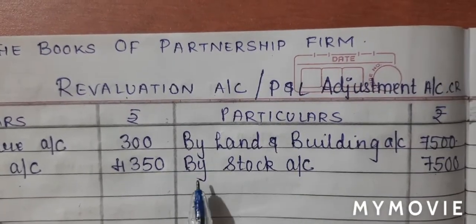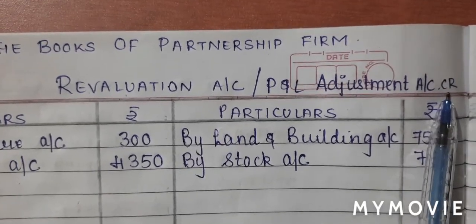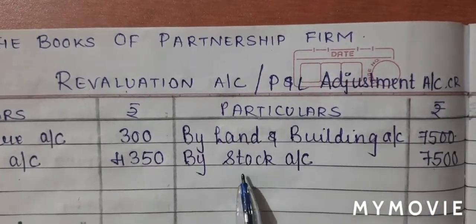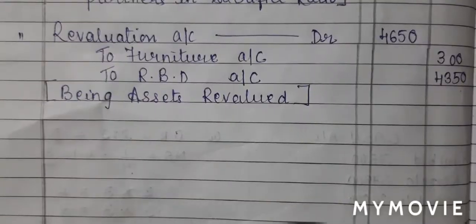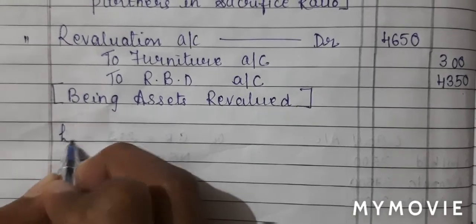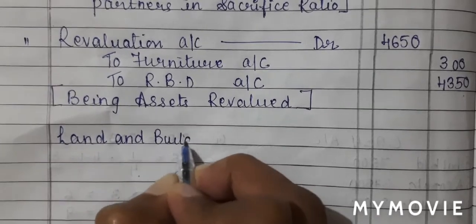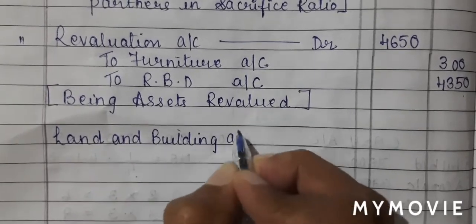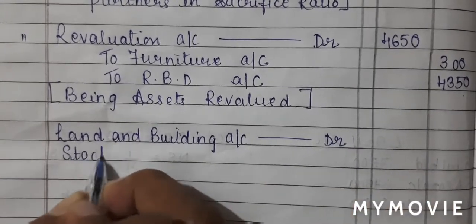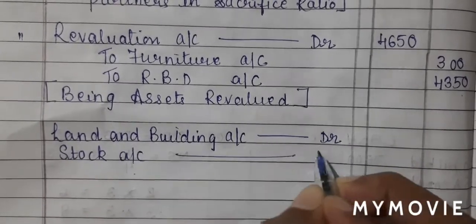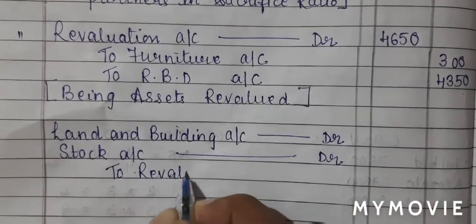Now we'll check for the journal entry for the credit side. So revaluation account is credit. If revaluation account is credit, land and building and stock will be debit. So let's pass the journal entry for this. So I'll write my journal entry. Land and building account debit, stock account debit to revaluation account.